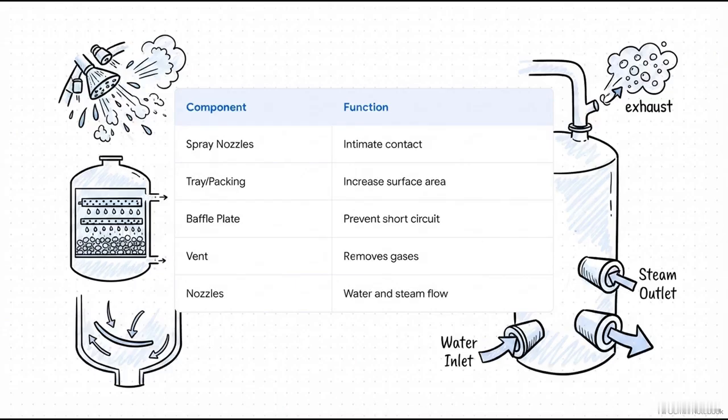This makes sure the water mixes properly and doesn't just flow straight from the inlet to the outlet, preventing what engineers call a short circuit. Way up at the very top is the vent. This is absolutely critical because it safely releases all those separated, non-condensable gases out into the atmosphere. And finally, the inlet and outlet nozzles, which carefully regulate the massive flow of water and steam constantly entering and exiting the vessel. Every single piece plays a vital role.